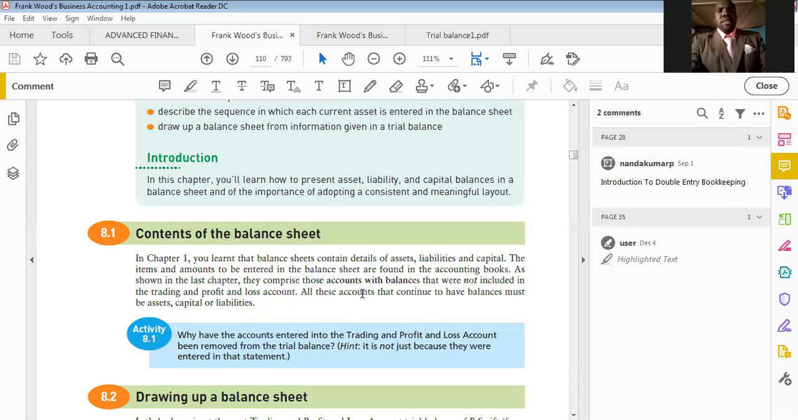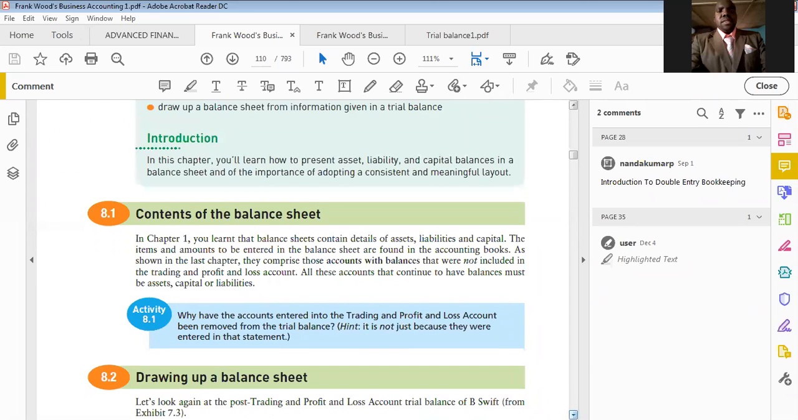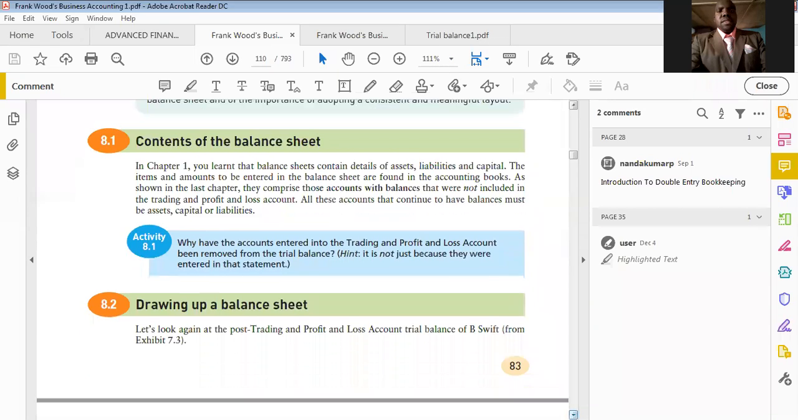So, as you saw in the last class, the balance sheet comprises accounts with balances that are not included in the trading and profit and loss account. All these accounts that continue to have balances must be assets, capital, or liabilities. So we would have eliminated certain of them last class, right? And used them in the trading and profit and loss account. But there are some which we do not use. You realize that? We did not use assets, capital, nor liabilities at all in the last class. All right? Now, draw a balance sheet.